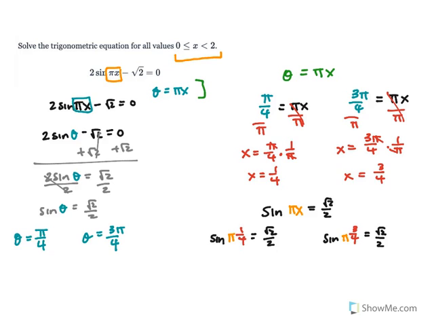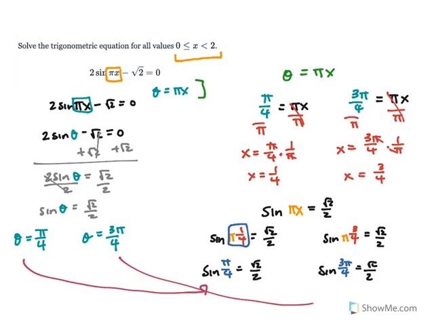And when we simplify this part of our expression, we're left with sine of pi over 4 equals the square root of 2 over 2. And on this side we're left with sine of 3 pi over 4 equals the square root of 2 over 2. And we can see that these are the two values of theta that we had found here and here.